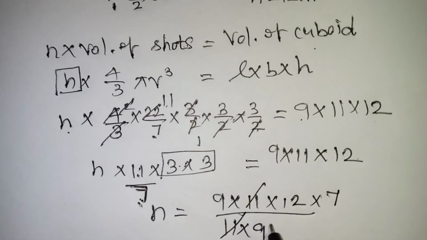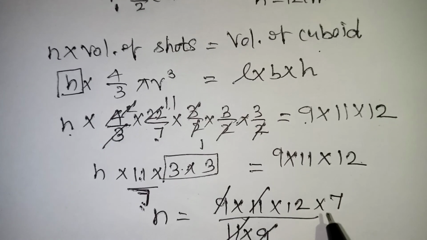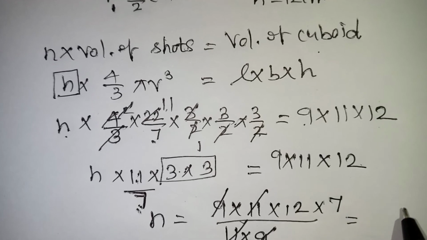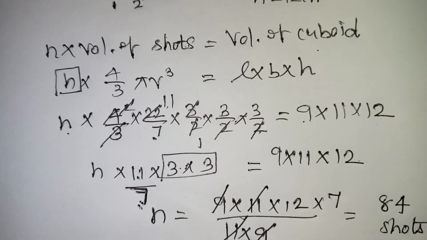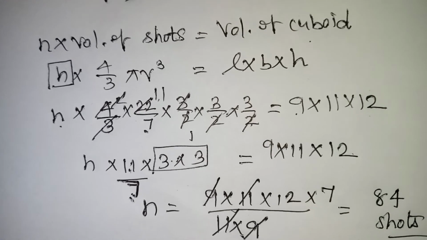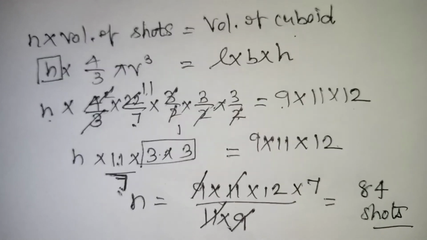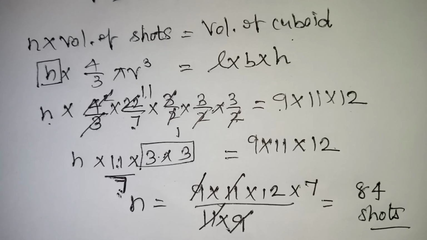So 11, 11 cancelled, 9, 9 cancelled. So the remaining value is 12 into 7. 7 2s are 14, balance 1, 84. So 84 shots can be made up of the cuboidal box. That is your correct answer. Be careful while you are cancelling and taking the transposition.